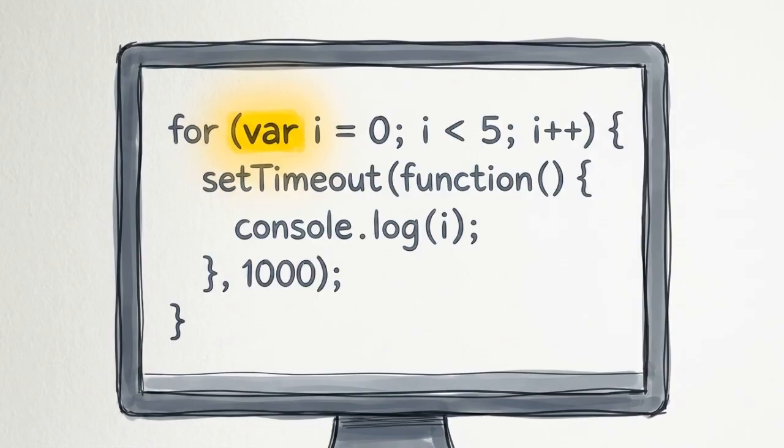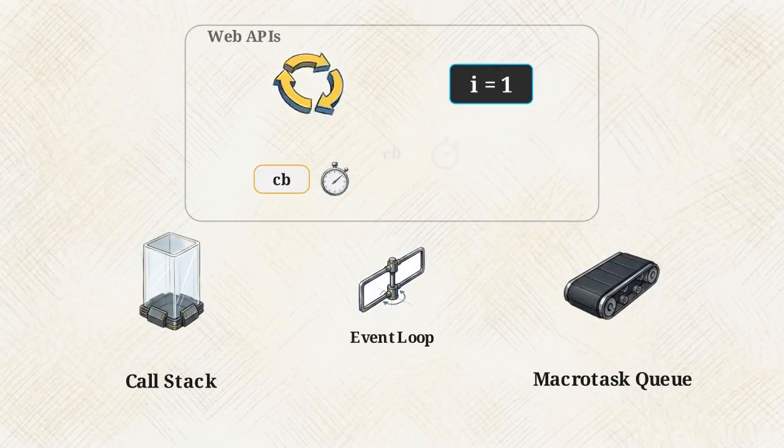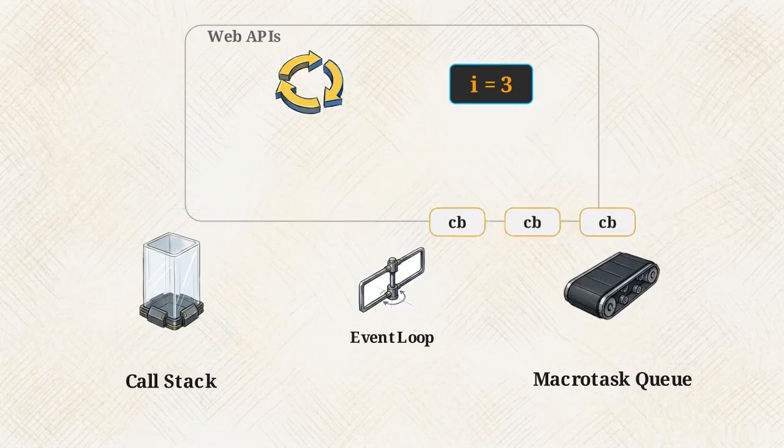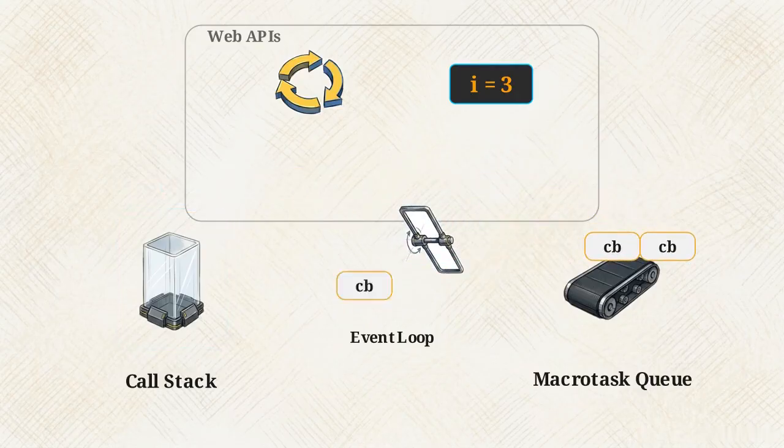This mechanical timing creates an edge case that frequently traps developers in technical interviews: placing a setTimeout inside a for loop using the var keyword. The loop runs synchronously. It rapidly iterates, scheduling 3 timeout callbacks into the web API. Because the loop is synchronous, it finishes entirely before the stack empties. The variable mutates to its final value of 3.